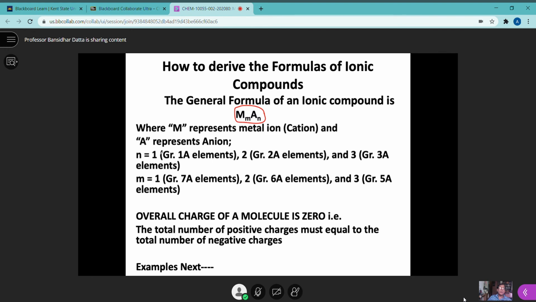So when n equals 1, it is a group 1 element. Group 2 elements, n equals 2, group 3 elements, n equals 3. m equals 1 for group 7 elements, because 8 minus 7 is 1. For group 6, 8 minus 6 is 2, so m equals 2, and m equals 3 for group 5A elements. The overall charge of the molecule when you make the ionic compound must be 0. That means the total number of positive charges and the total number of negative charges must be equal.